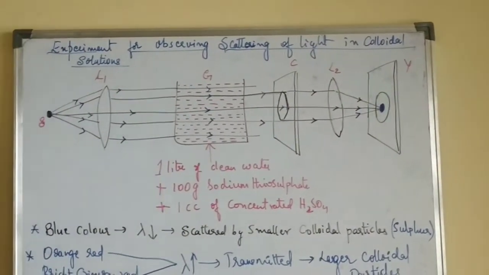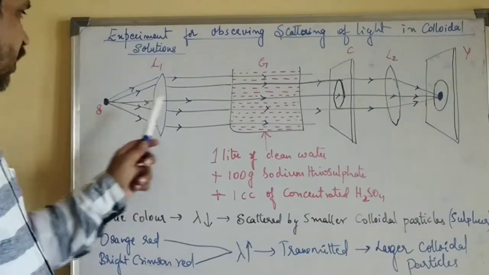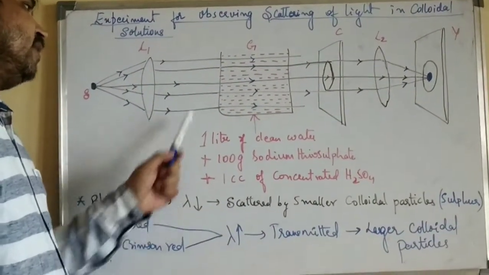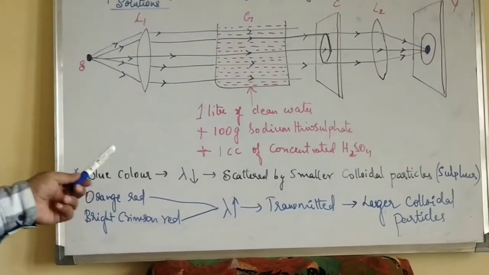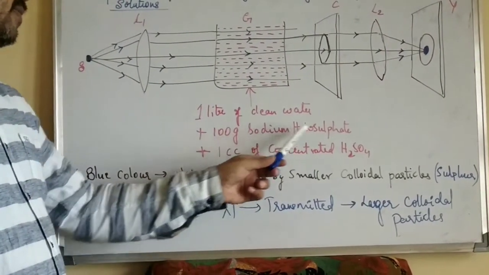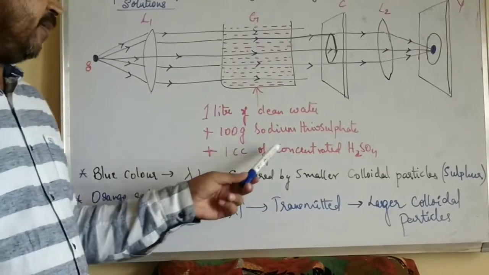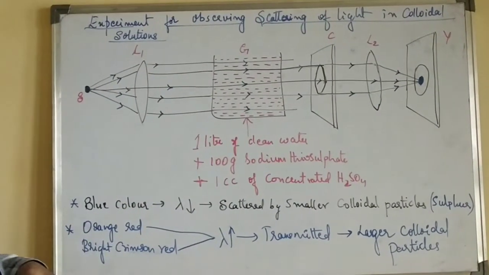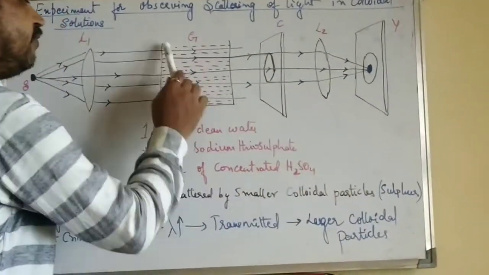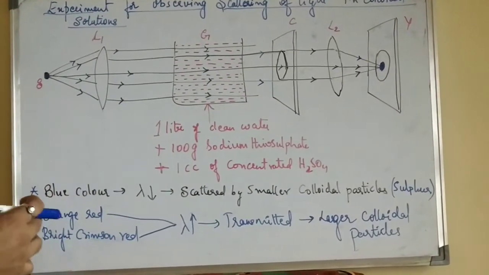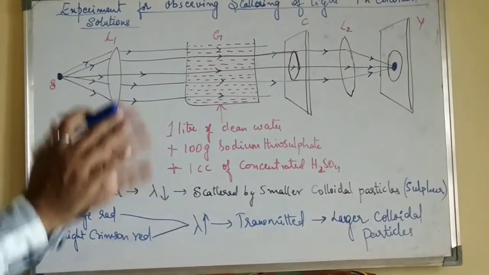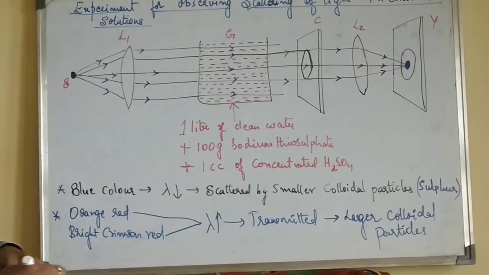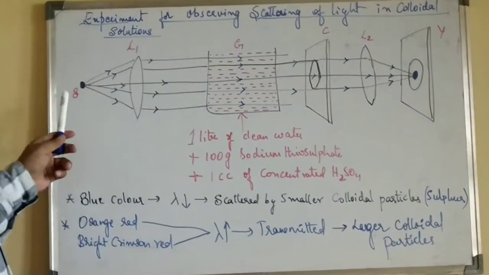Now what happens? Let us see here. This transparent glass tank contains the three elements mainly added, that is clean water, 100 grams of sodium thiosulfate, and 1 cubic centimeter of concentrated H2SO4. When they mix, the sulfur particles will come out. These sulfur particles vary in size. A few sulfur particles may be small, a few may be medium, and a few may be relatively large in size.